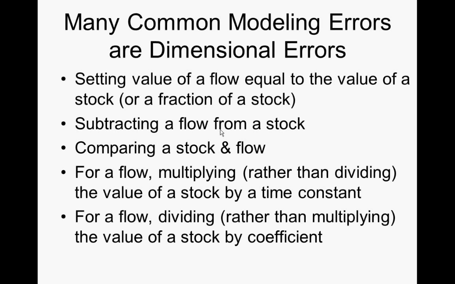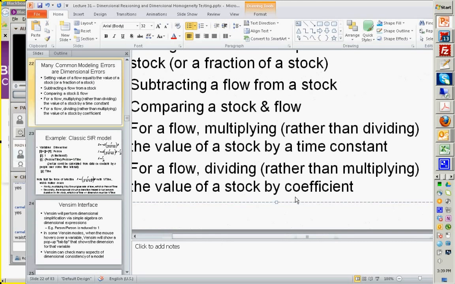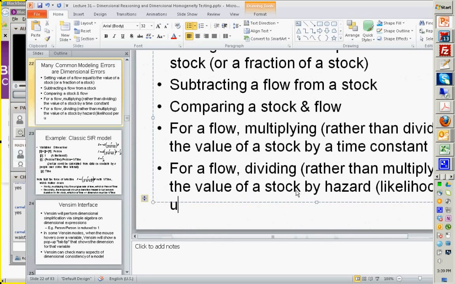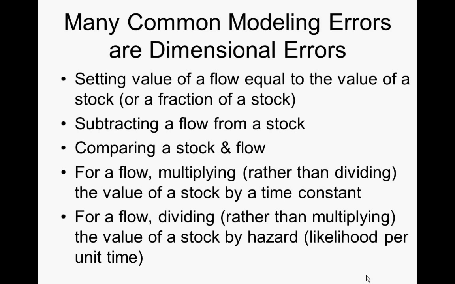Or if for a flow you divide the stock by a coefficient, a hazard. A hazard, in other words, likelihood per unit time. If we do that, we divide by it instead of multiply by it, then once again we're going to have the flow. So if we have this hazard, it's of dimension 1 over time. We did that earlier, alpha. And so if we have x divided by alpha, we get something of person time.